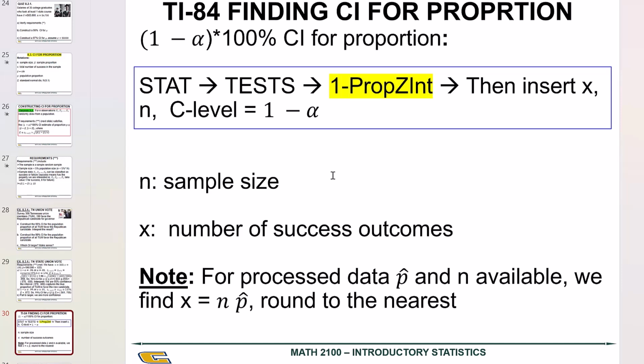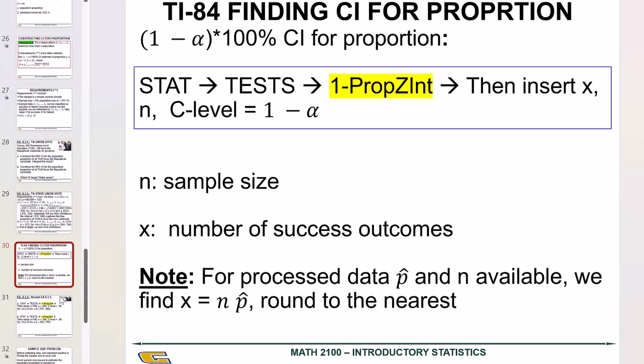So what you need is to use STAT, TESTS, and then the one proportion interval. You insert the x, the number of successes, the n, the sample size, and the confidence level. In the case where you have processed data, which means you are given the p-hat, you have to recover the x. You need to do a little bit more labor by recovering x equal to n times p-hat, and you round to the nearest integer. 0.5 or above, you round up; below 0.5, you round down.